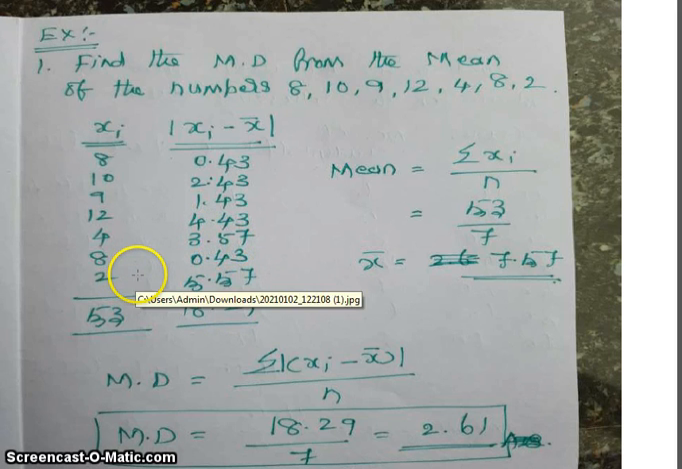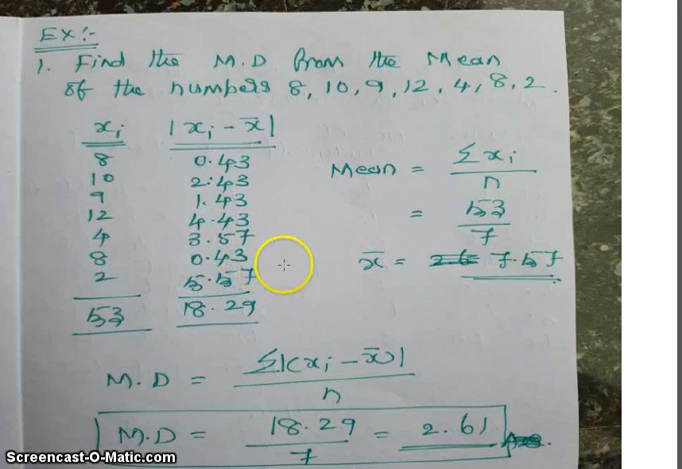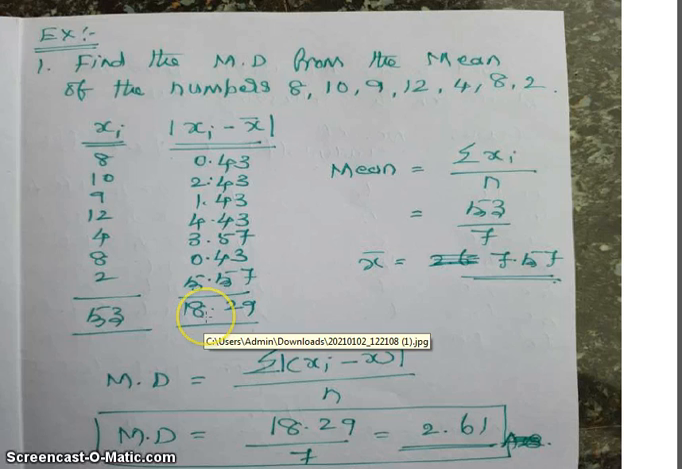8 minus 7.57, it's 0.43. 2 minus 7.57, you will get minus 5.57. So you can omit the negative sign, take it only positive. That is what is meant by absolute value, 5.57. So the summation of absolute values of xi minus x bar is equal to 18.29.